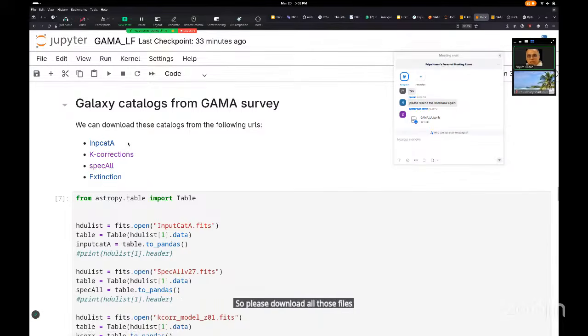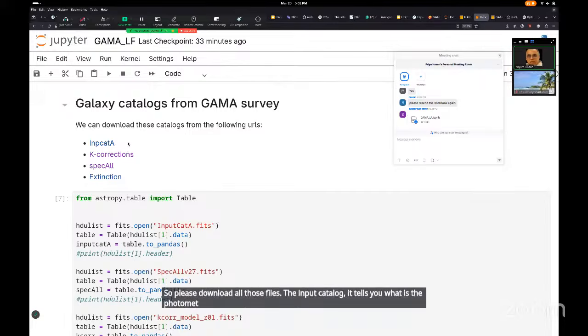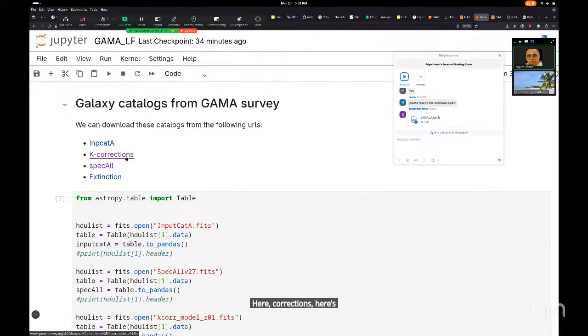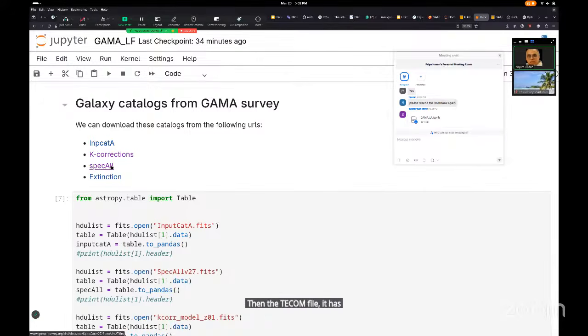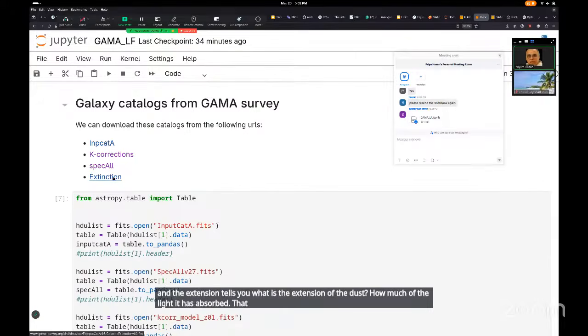The input catalog tells you what is the photometry of the galaxy. So what is the flux coming from this galaxy? Those are listed in tab K. K corrections, this K correction that I told you about, deals with the fact that the spectrum of a galaxy is redshifted. Then the spectral file has the spectroscopic redshift of the galaxies that have been observed. And extinction tells you what is the extinction of the dust, how much of the light it has absorbed. That is what the extinction correction will tell you. Okay. So all these files you need to download.